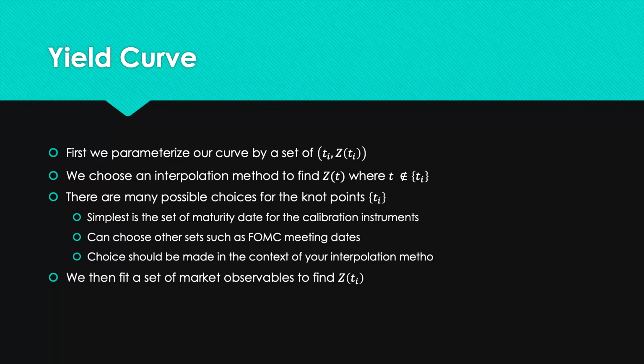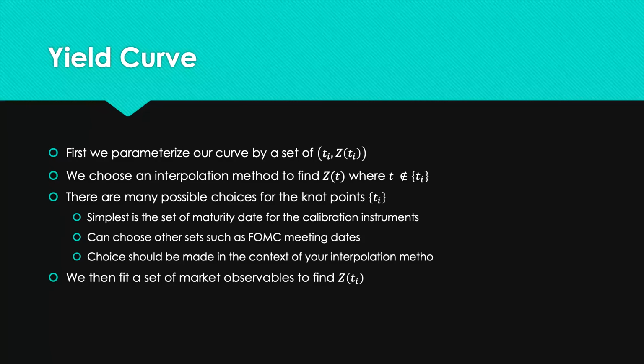I also need to choose a method to figure out what my z's are if I'm in between knot points. So maybe I have annual knot points, so I'll do 1, 2, 3, 4, 5, up to 10 years for my times, and I'll have the z's at each of those, but suppose I need a 4.5-year discount factor. How do I do that?